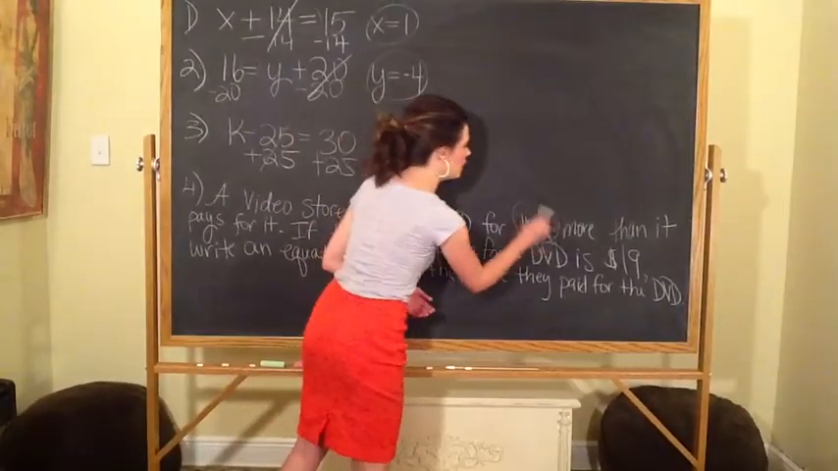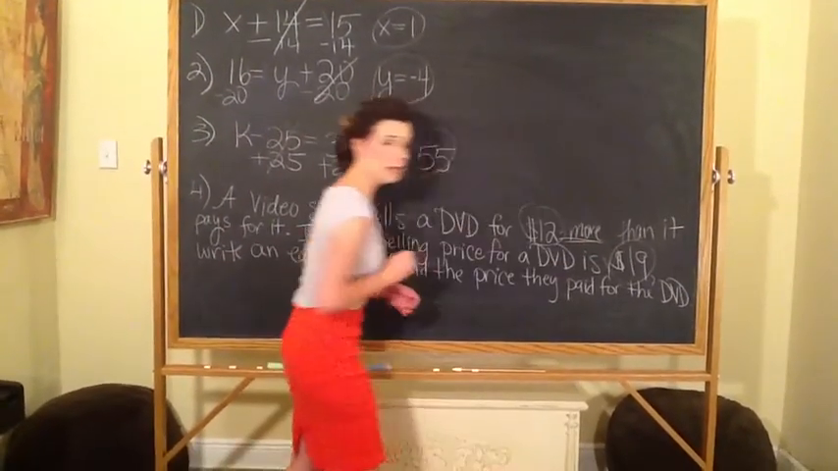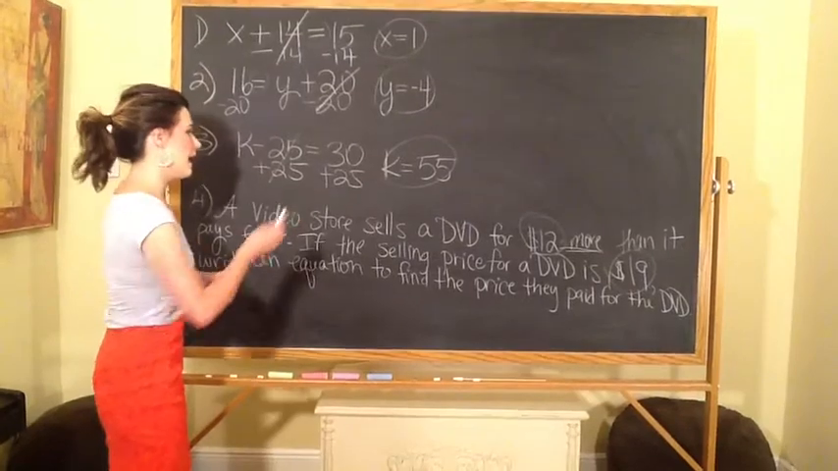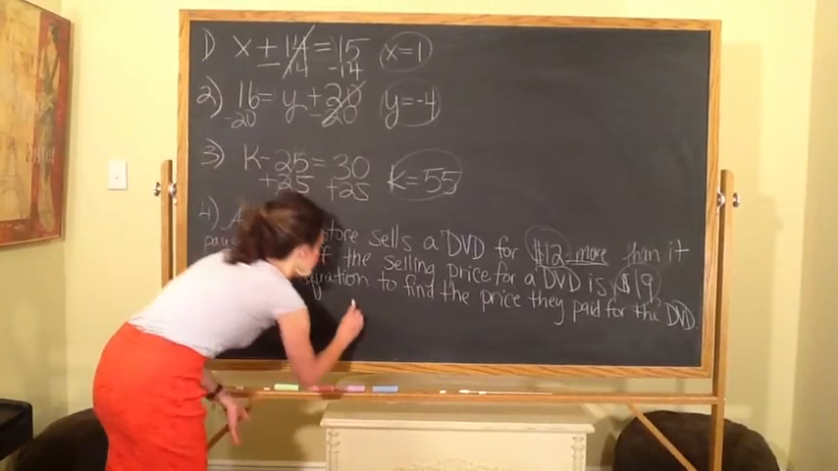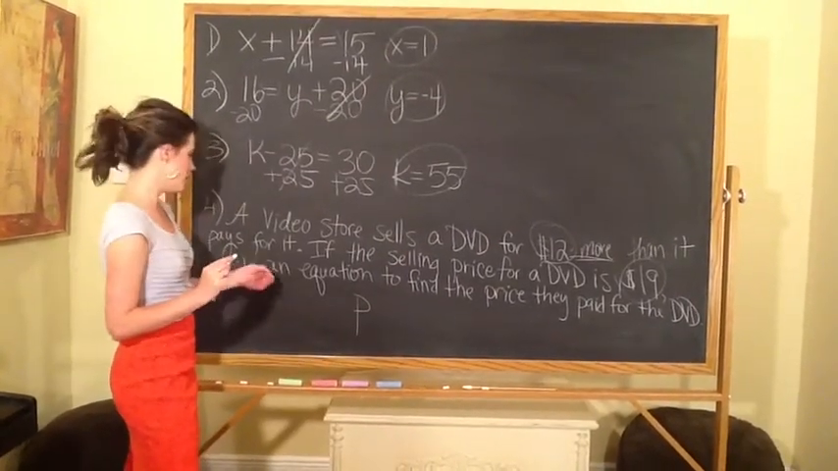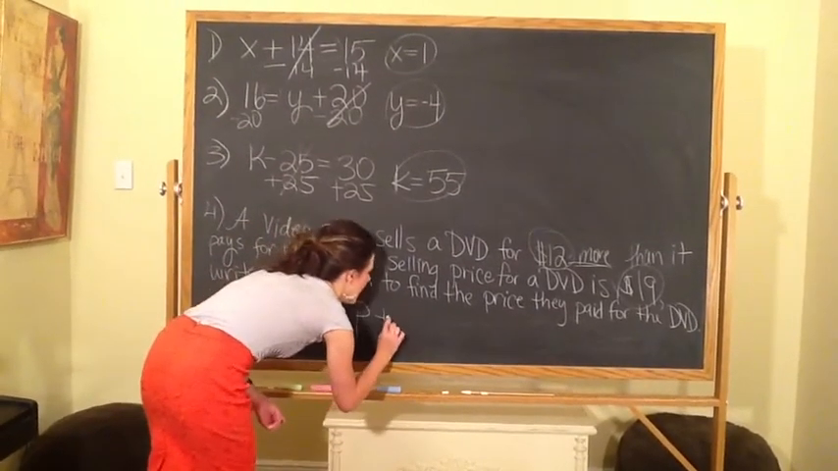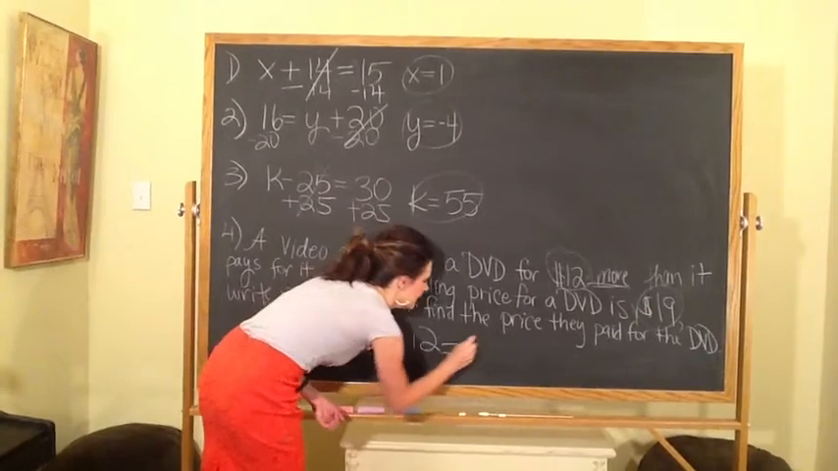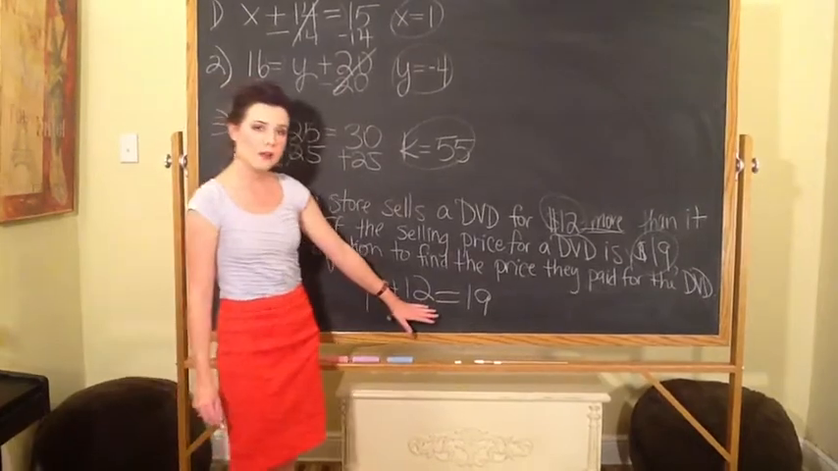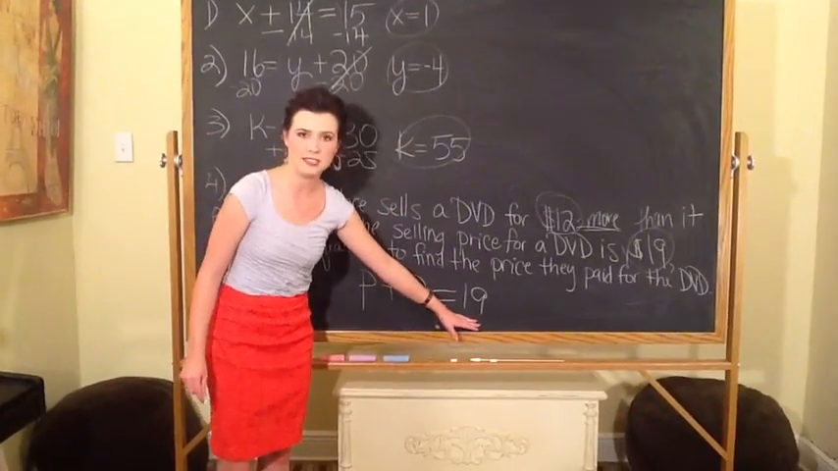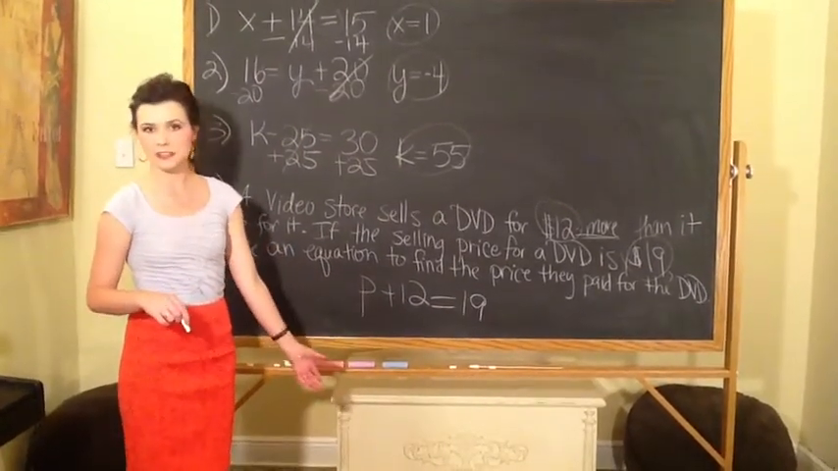I see the numbers $12, I see $19, I see $12 more, which means we're going to be adding 12. So we're adding 12 to how much they pay for it. We don't know what that is yet, so I'll make my variable p for how much you pay for the DVD. And then I'm going to add 12. And then I'm going to get 19. Because this is the price I paid for the DVD, I add 12 onto it to get my selling price, which is $19. So now we're going to solve for p to figure out how much they paid for it in the first place.